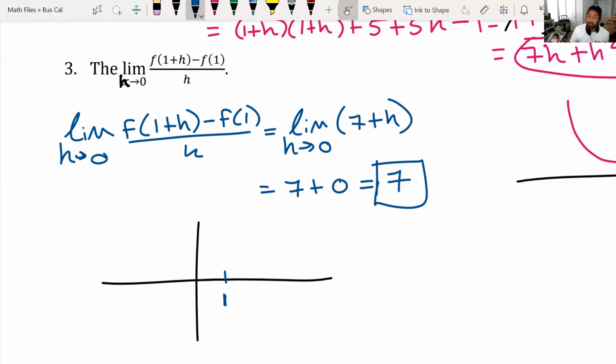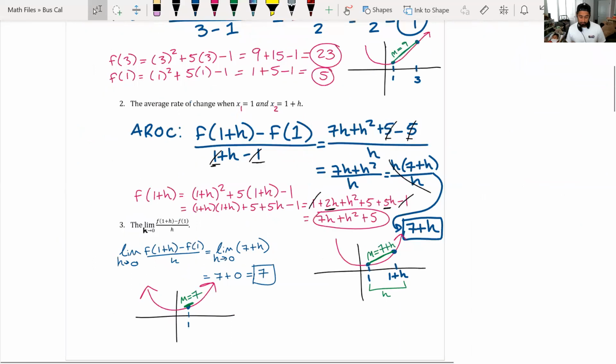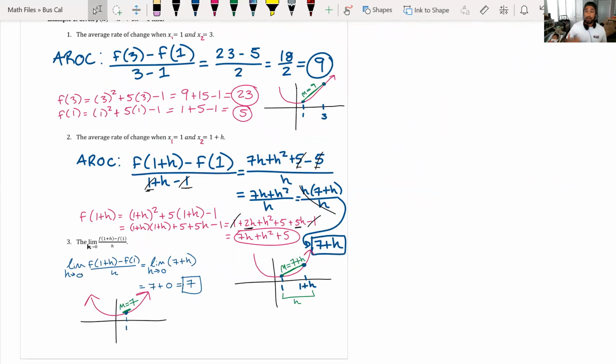So one more visual representation. Here is my value of x at one. And then here's my function. And all we have done by the third problem is found the slope at exactly this one point. That's what we have found. We have found the slope at exactly one point, and that slope, when x is 1, happens to be 7. That's it. Or the average rate of change at that point is 7. So the average rate of change finds the slope between two points. The derivative, or the limit as h approaches zero, will find the slope at one point.